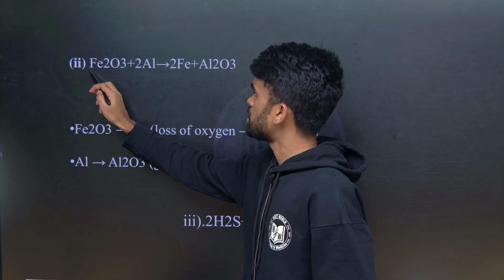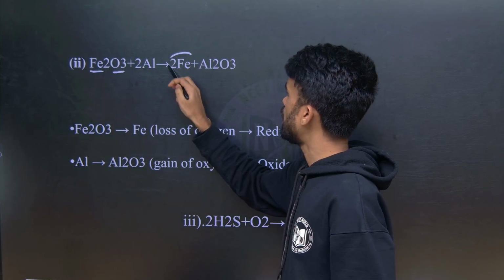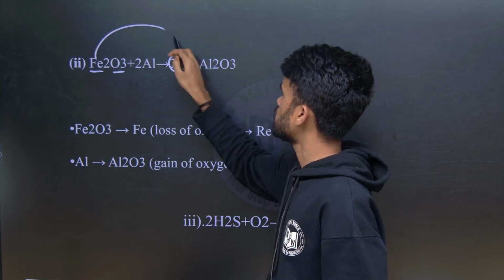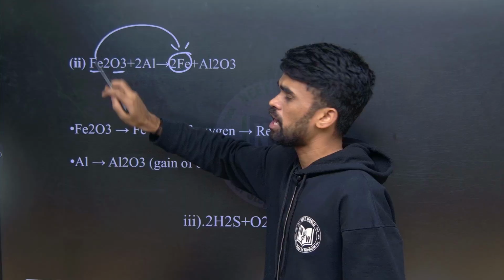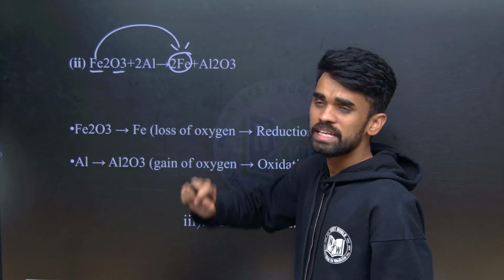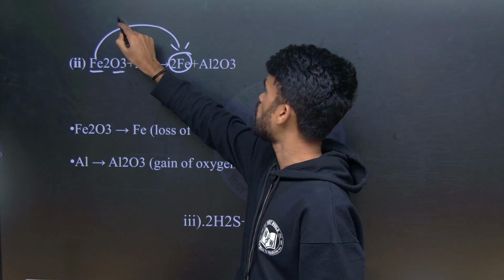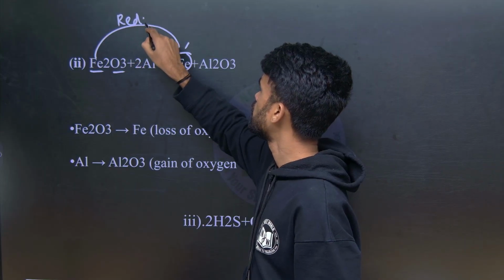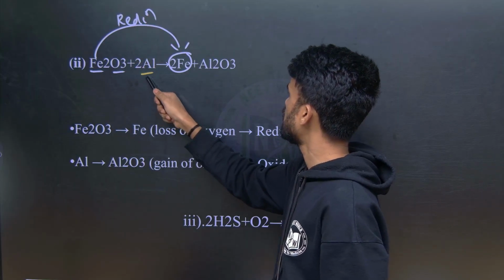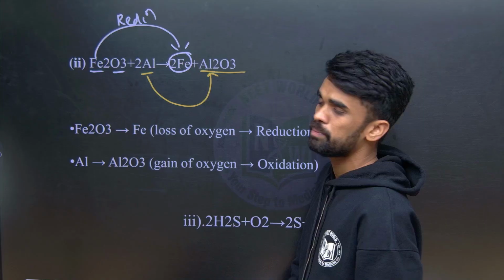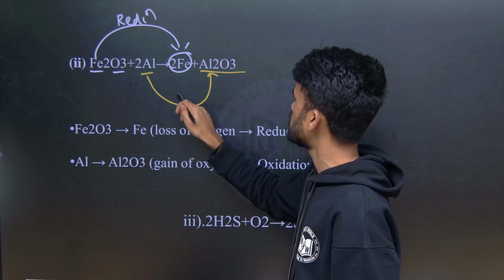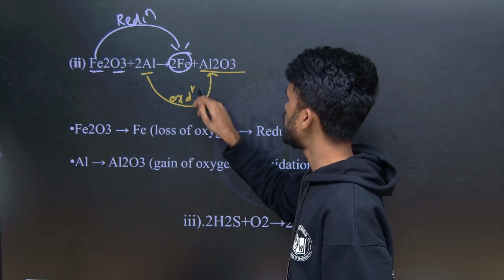See, iron oxide Fe2O3 becoming iron. So what is the process we are seeing here? It is losing 3 oxygen atoms, so I can say the loss of oxygen. What is the loss of oxygen? Reduction, right? Now aluminum is gaining oxygen and becoming its oxide, aluminum oxide. So gain of oxygen is oxidation. I hope it is clear.